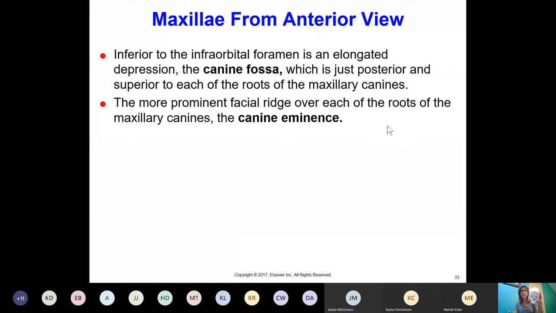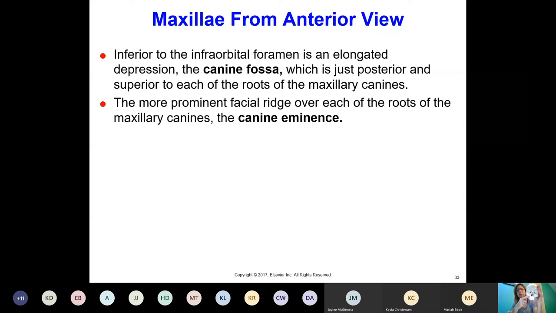Okay, so inferior or below the infraorbital foramen. If you look at this skull right here, there's a little opening or a little foramen. Can everybody see that? That's the infraorbital foramen. Infra, below the orbit. And below that, or inferior to that foramen, so if we follow it down, is an elongated depression, the canine fossa, which is just posterior to this and superior to each of the roots of the maxillary canines.